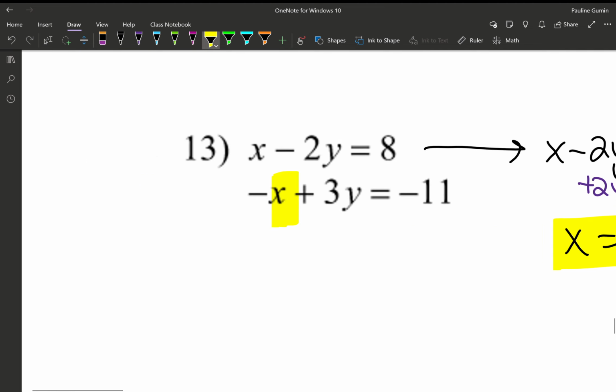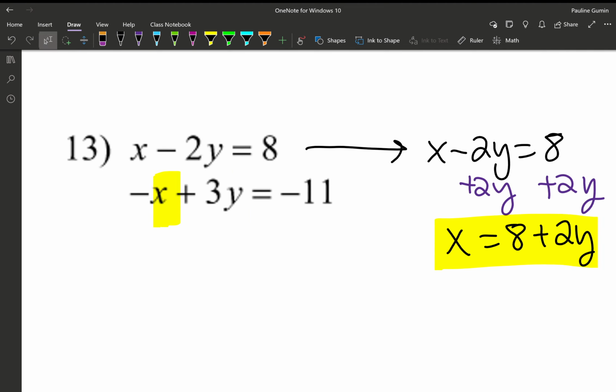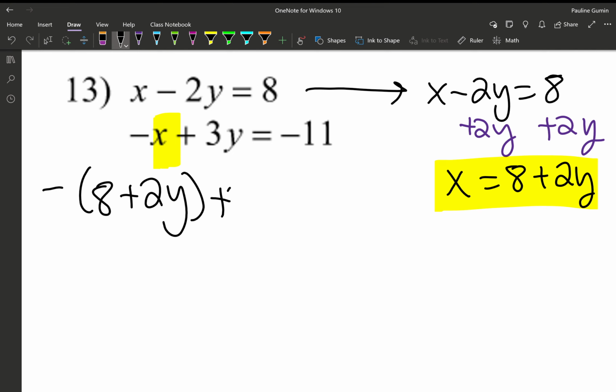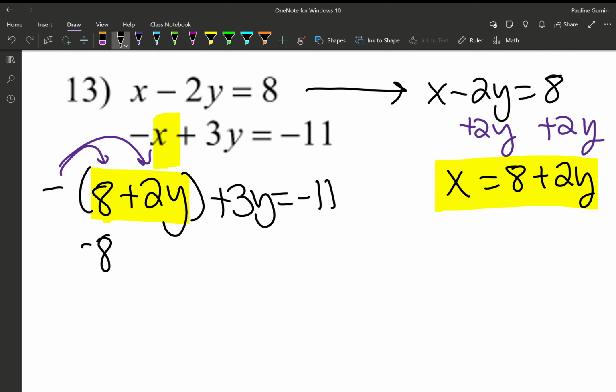Since we use the top equation, we're going to plug it into the bottom. So we have negative, parenthesis 8 plus 2y, plus 3y equals negative 11. The number that's in front of the parentheses is actually negative 1, so that's what we're distributing. Negative 1 times 8 is negative 8. Negative 1 times 2 is minus 2y. 3y stays the same.